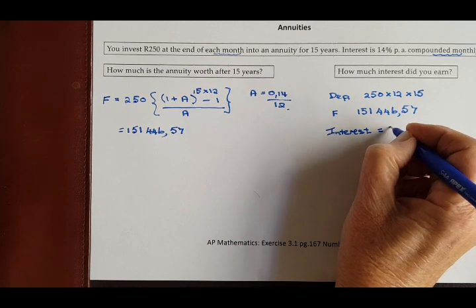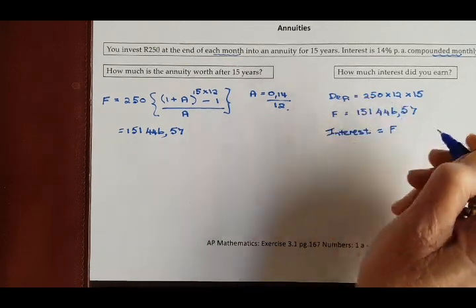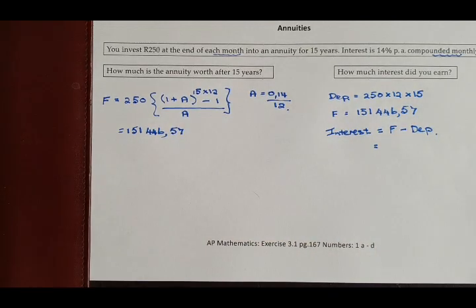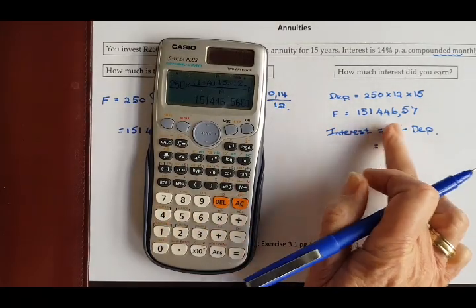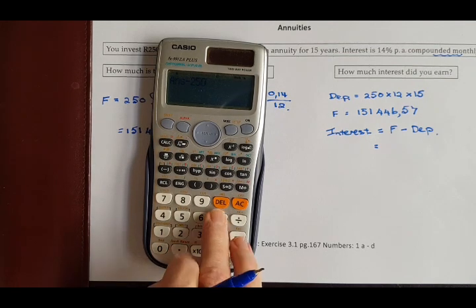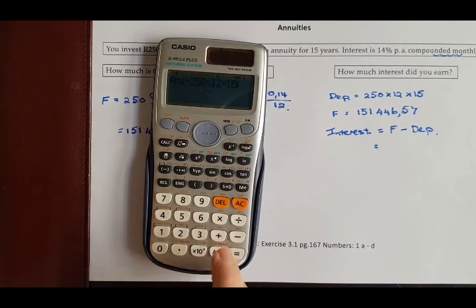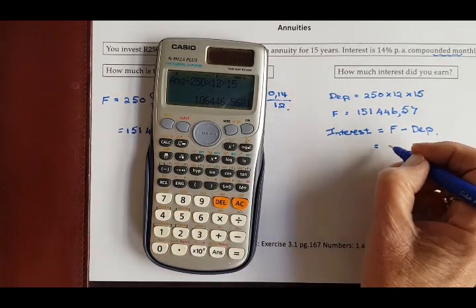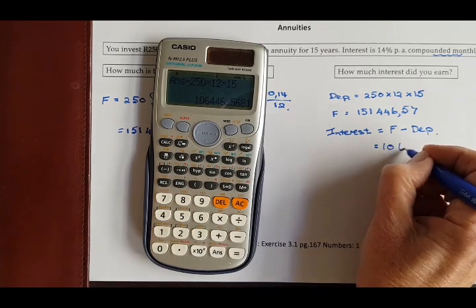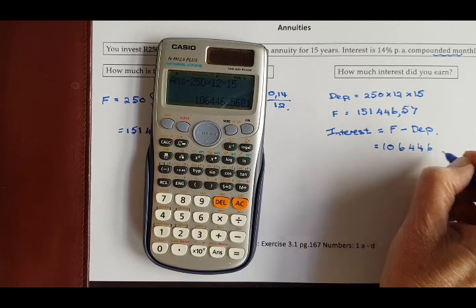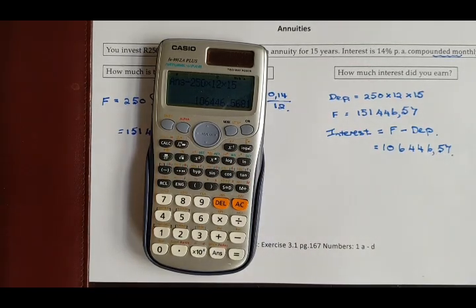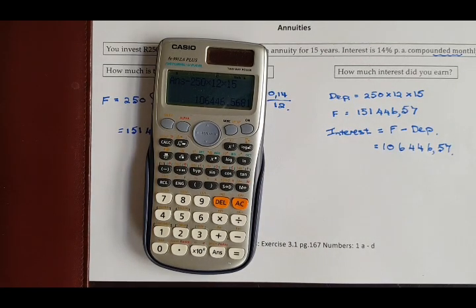So how much interest did you earn over this period of time? It's simply going to be your future value minus the total of your deposits. So we're going to take that 151,446 and we are going to subtract 250 multiplied by 12 multiplied by 15. So over a period of 15 years, you have earned 106,446.57 Rands worth of interest. Quite a substantial amount of money, and that's the power of compound interest.